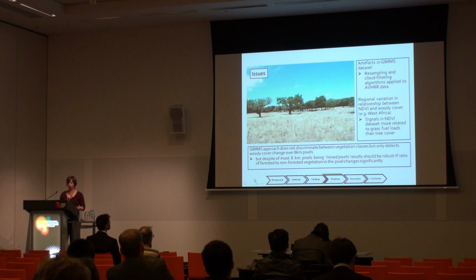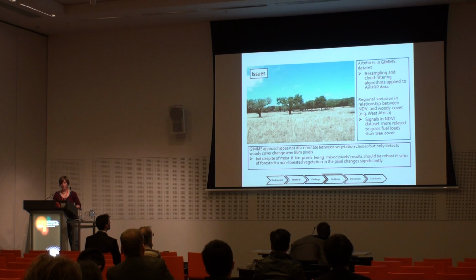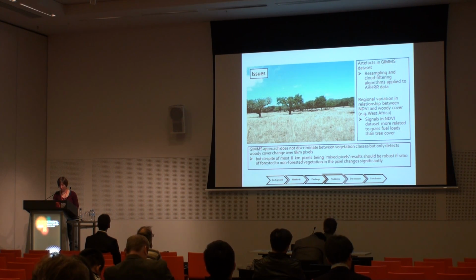Obviously, there are some issues with using this type of analysis. For example, there could be artifacts in the GIMMS dataset. But as I said before, it's an attempt at a clean dataset, and it has already removed certain things that could have affected the data. Still, there's probably some chance that, due to some resampling and cloud filtering algorithms, some artifacts are present.